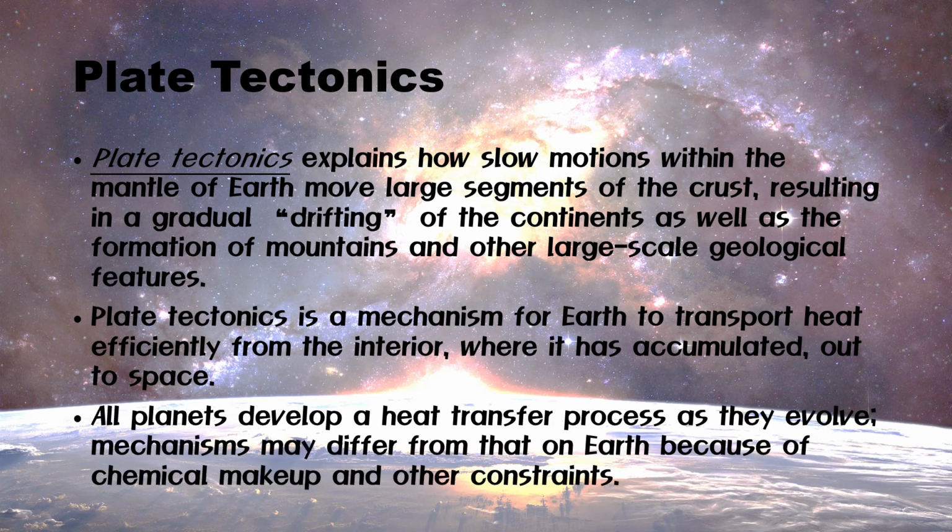Now, all planets develop a heat transfer process as they evolve. It's just natural. For example, we mentioned previously that Venus has more of a blob tectonics. So those mechanisms can vary from how they might be on Earth because of the chemical makeup and other constraints.